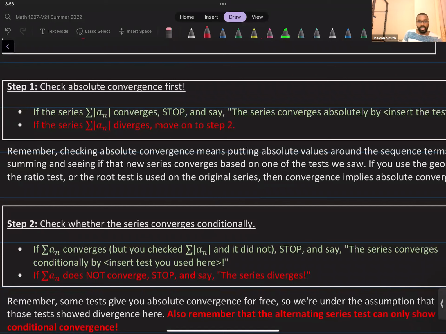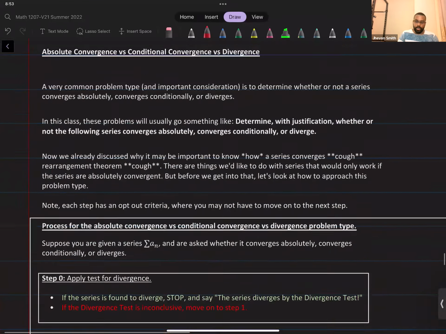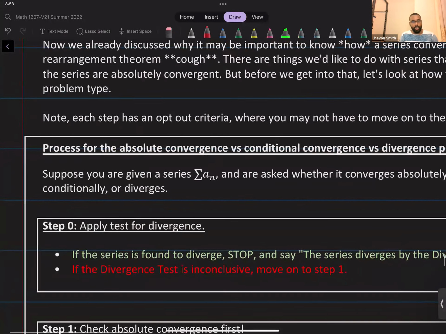So if it was alternating and you ignored the -1 to the n and it didn't work out for you, now put the -1 to the n back and run another test on it. Usually it's going to be like the alternating series test. And if that converges, you can make a conclusion. So the idea is you'll apply the test for divergence first.